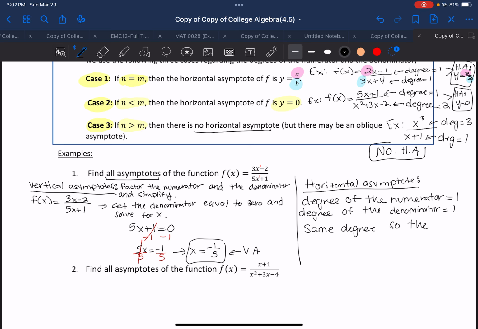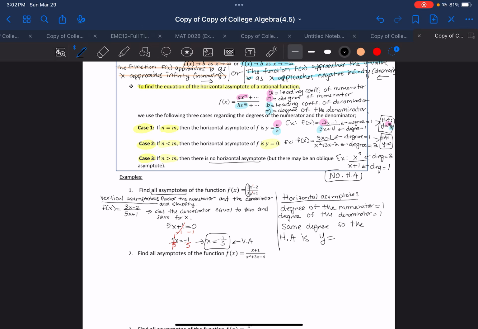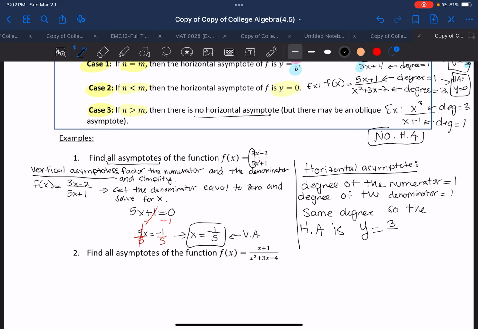So the horizontal asymptote is the equation y equals the same thing I see in front of those leading terms, 3/5. So y equals 3/5 is the horizontal asymptote of that function.